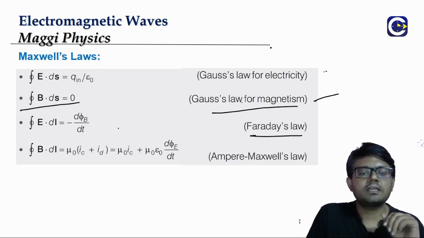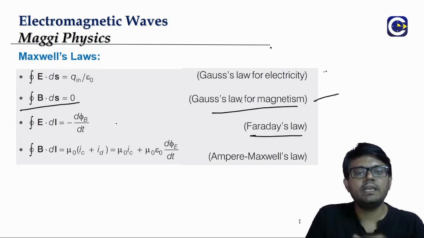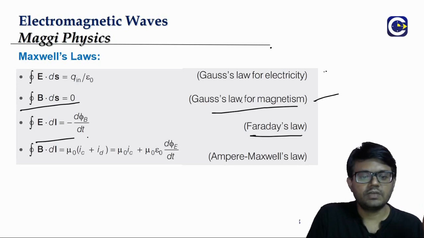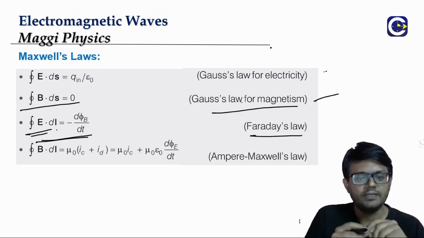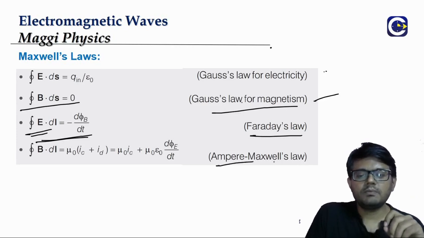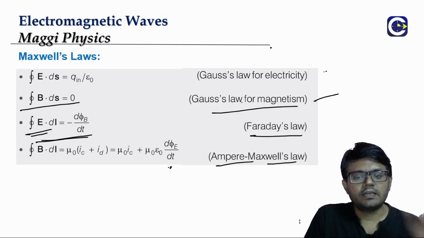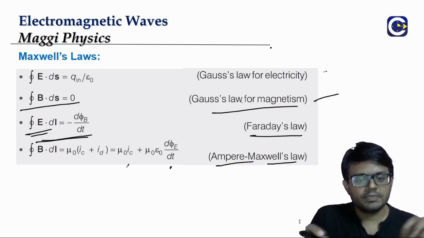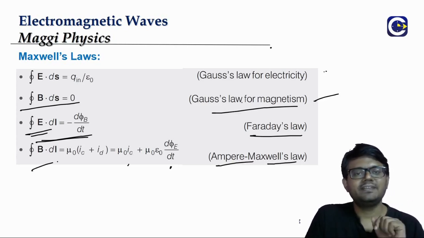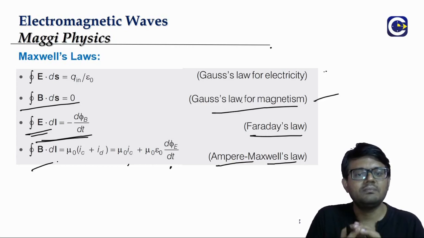Faraday's law, then we understand how a varying magnetic field is able to produce an electric field. So minus d phi by dt is equal to the line integral of the electric field. இப்போ நம்ம பார்த்தது Ampere-Maxwell என்னன்னா, how a varying electric field or a current carrying object will be able to give rise to a magnetic field. So these are Maxwell's laws.